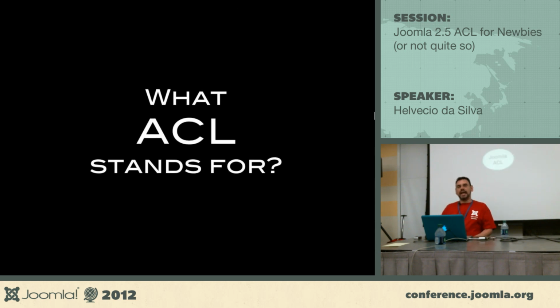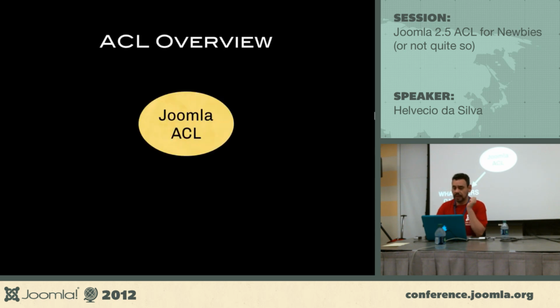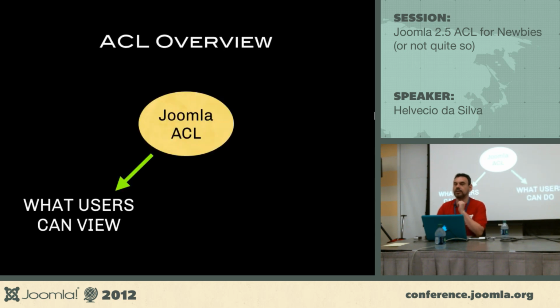So let me start with the ACL overview in Joomla. Joomla ACL is a system divided in two. First, it's about what users can view once they log on to the system, or when they have a site on the public side only. For example, if you log in to a website, you will see this or that content. And ACL is also about what users can do. Once you're logged in, you can do this and you can do that. Through the core Joomla ACL, you can tell what each user can do or not do.